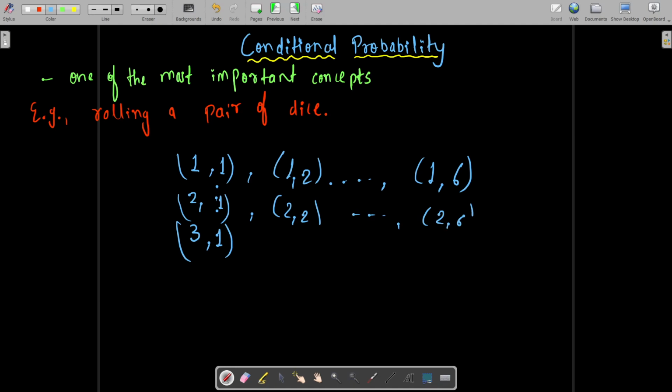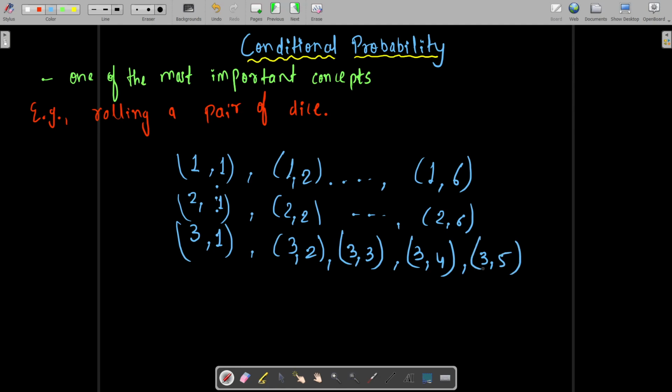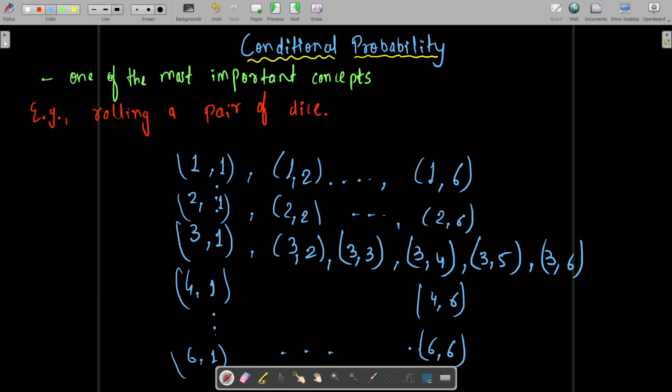Just to avoid confusion, I wrote 3 2, 3 3. I'm writing this whole row until 3 6 because there is some reason. I'll take this as an example, and then 4 1, 4 2 up till 4 6, and the same goes for 6 1 up till 6 6. So in total we have 36 outcomes, which we already know.